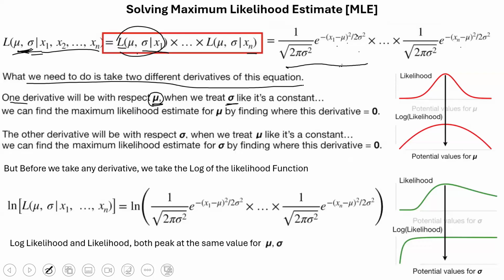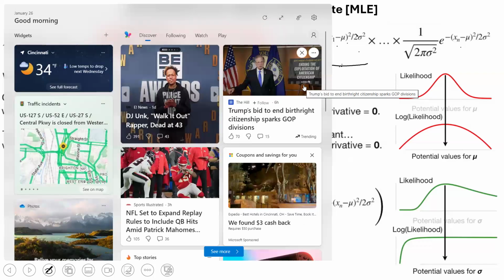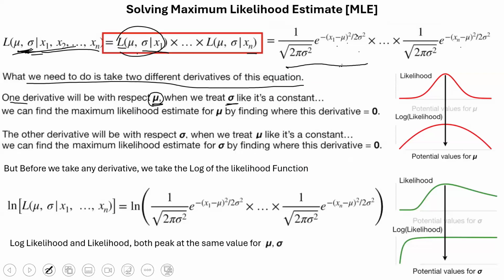And if you want to know whether that function is maximum or minimum, you have to go for the second derivative. In this case, what I'm given is my likelihood function. I know what my likelihood function is. Now I take the derivative with respect to mu with sigma equal to constant. We can find the maximum likelihood estimate for mu by finding where this derivative is equal to zero. We already know that. And the other derivative will be with respect to sigma, where mu is equal to constant.